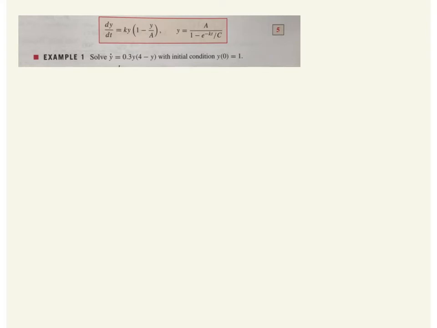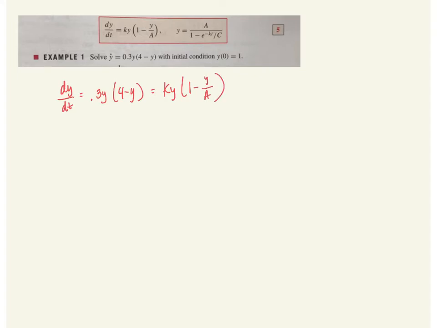So example 1: solve y dot, or dy over dt, equals 0.3 y times the quantity 4 minus y, with an initial condition of y of 0 equal to 1. The first thing is we want to make it fit our differential. So dy over dt, as given, is equal to 0.3 y times 4 minus y, and it is equivalent to ky times 1 minus y over a. But we need to fit this format.